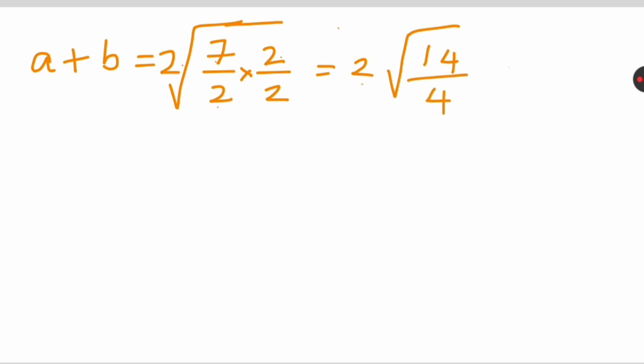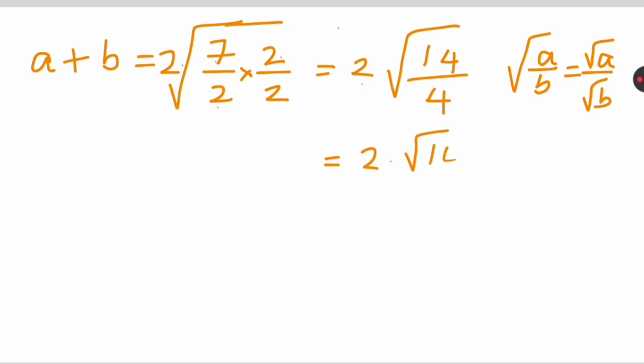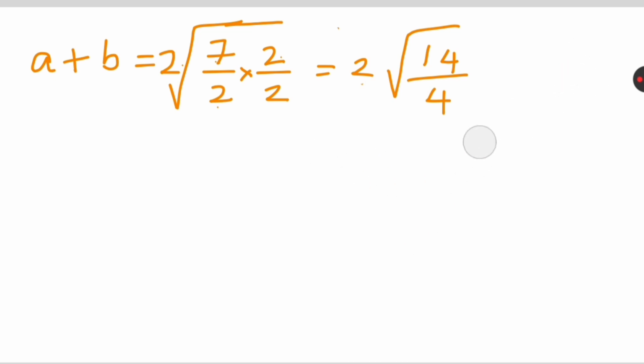Now it is in the form of square root of a over b. We can write this as square root of a over square root of b. So we can write this as 2 times √14 over √4. The square root of 4 is nothing but 2, so let's write only 2 here. The numerator 2 and denominator 2 get cancelled. So we are left with only root 14. So a plus b, the value is root 14.